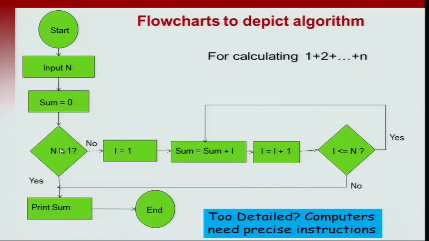So, initially if n is less than 1, you have nothing to do. If n is greater than 1, you start a counter from I equal to 1 to n and add the numbers one by one until you hit the nth number.